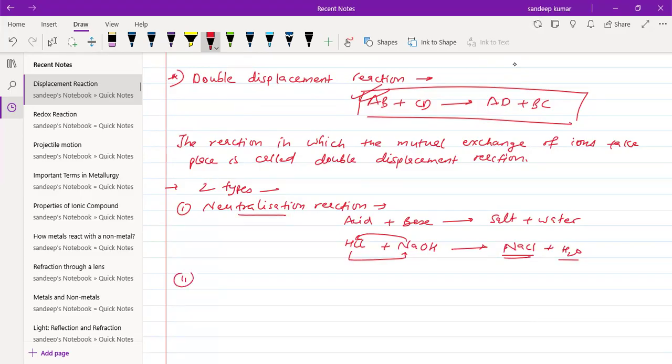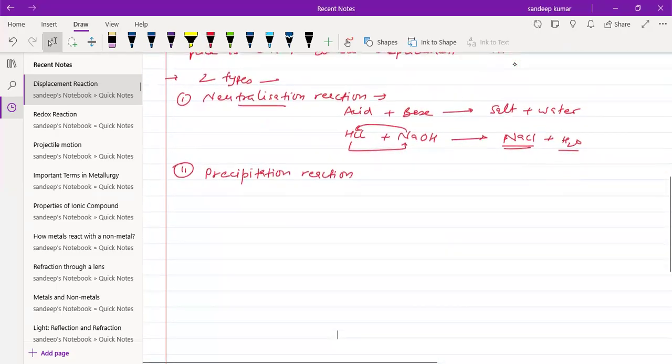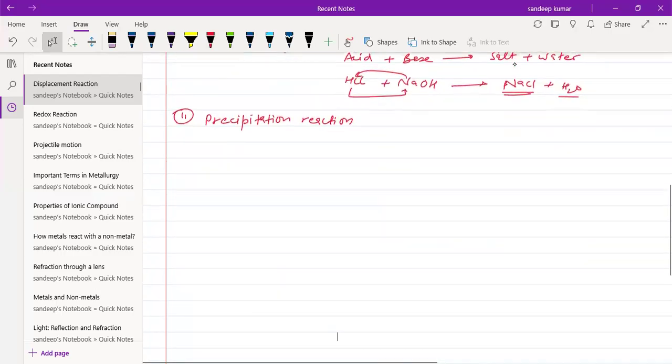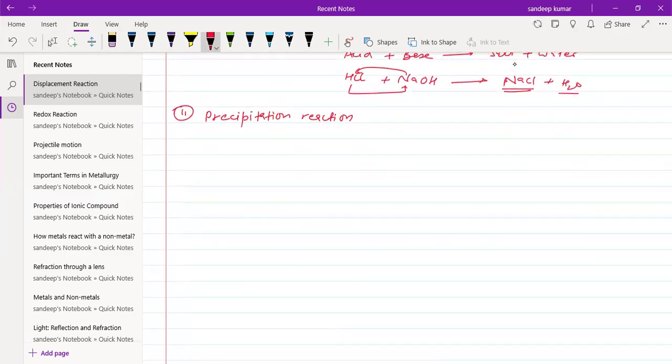Next is a precipitation reaction. The second type of double displacement reaction is a precipitation reaction. What is a precipitation reaction? It is a type of double displacement reaction in which a solid precipitate is formed. Try to understand precipitation reaction.